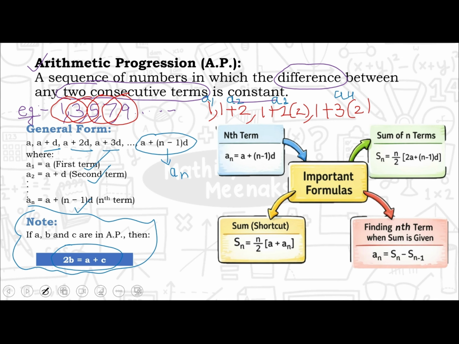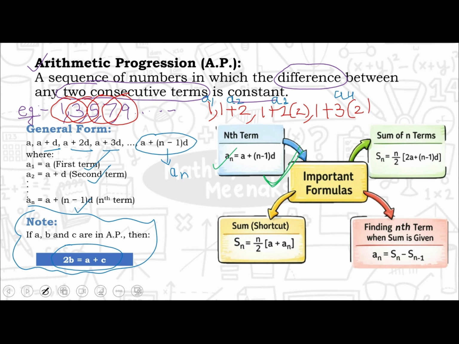Now let's move to important formulas of this chapter. So here we have four formulas. First, we have already discussed how we can find the nth term for a given AP, that is a plus (n minus 1)d, where a is the first term, n is the number of terms, and d is the common difference. Suppose I have to find a10, that will be equal to a plus 9d.